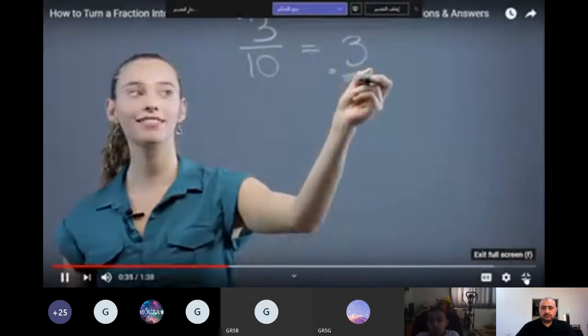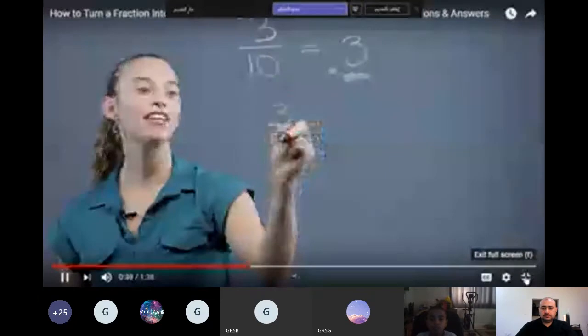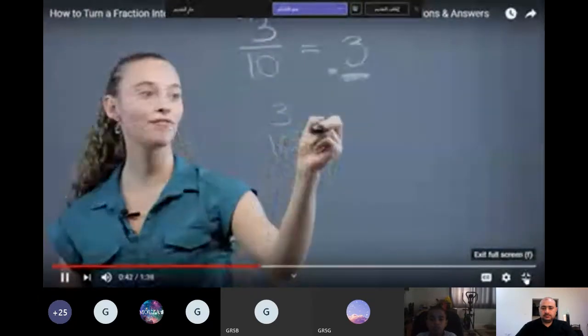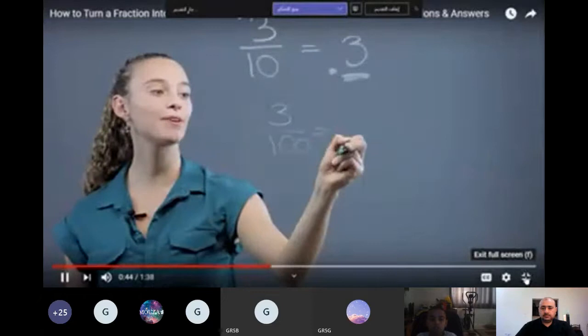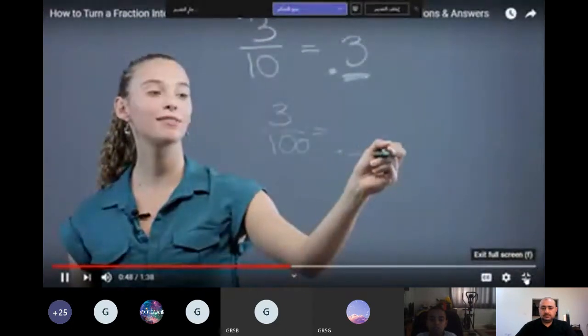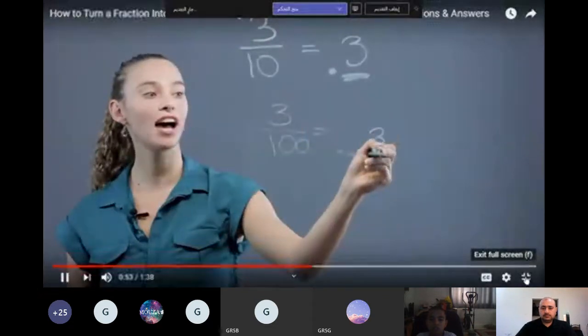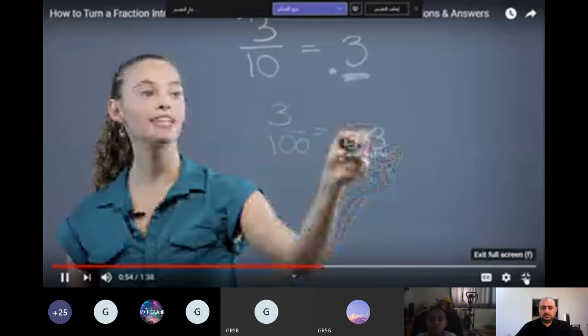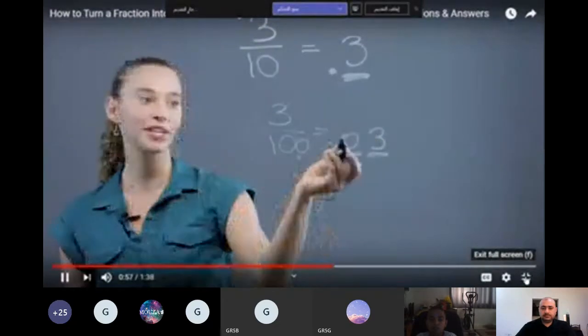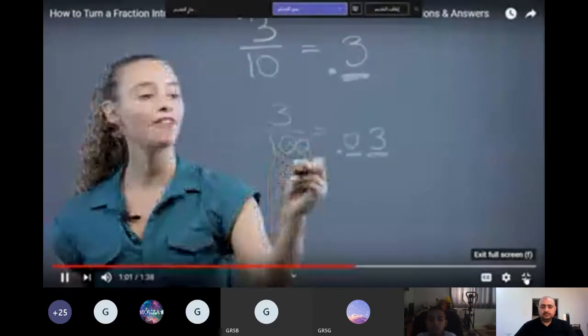That's 3/10. If we have 3/100, that's the number as a fraction. We want to turn it into a decimal. The first is the tenths place. The second is the hundredths place. So it's 3/100. We're going to put the 3 in the hundredths place. And then we're just going to put a 0 in the tenths place, because that's the number before the 3. There's nothing, so it's 0.